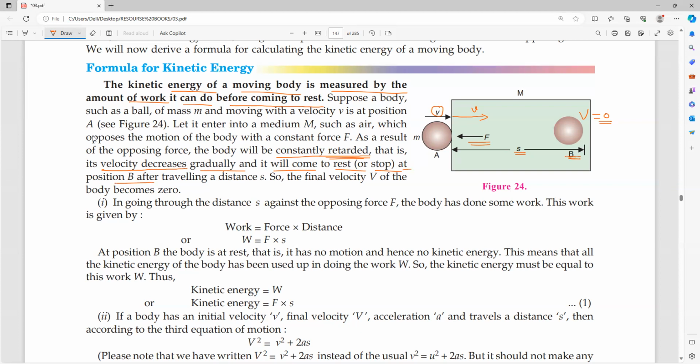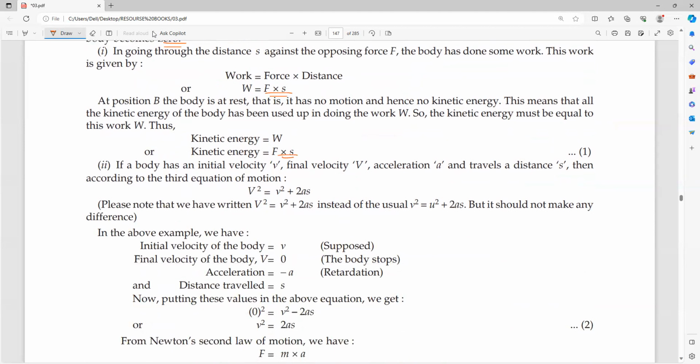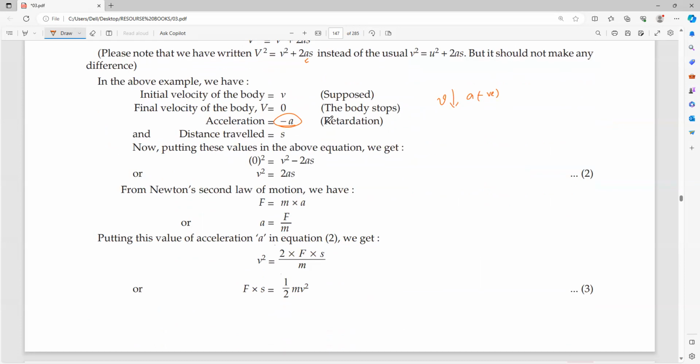After reaching point B, the body comes to rest, which means its velocity becomes 0. The velocity V of the body becomes 0 after traveling a certain distance. Then again, work done is equal to F into S, which is equal to the kinetic energy. Now again using the third equation of motion, the only change is that instead of A, we get minus A, because the velocity is decreasing. Velocity decreasing means the acceleration is negative. So from that you will get V square is equal to 2AS.